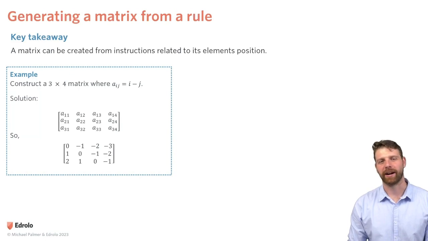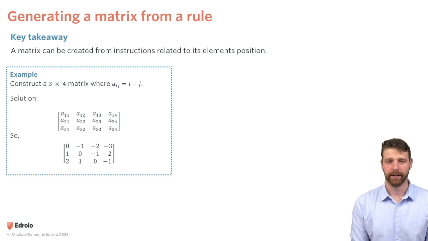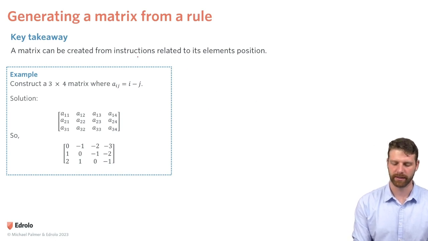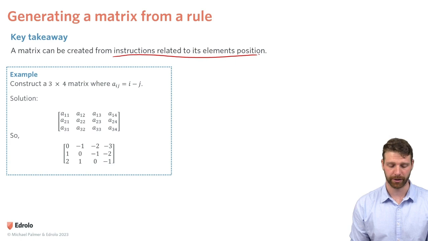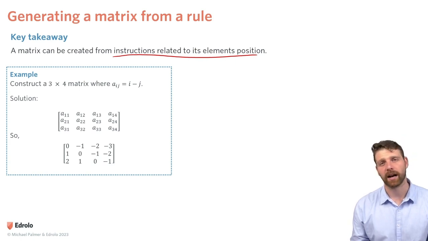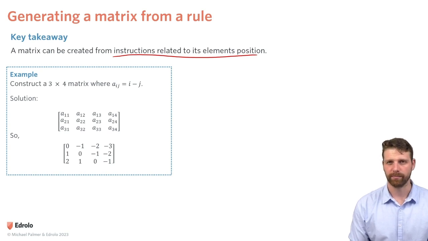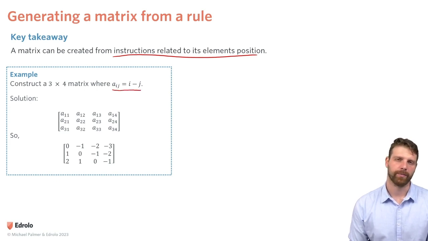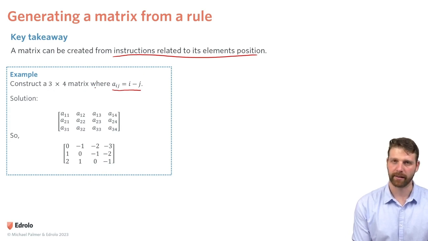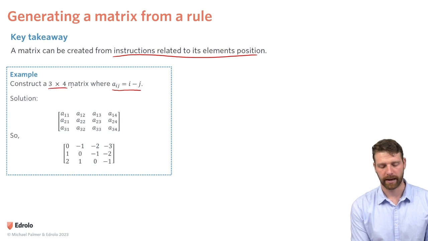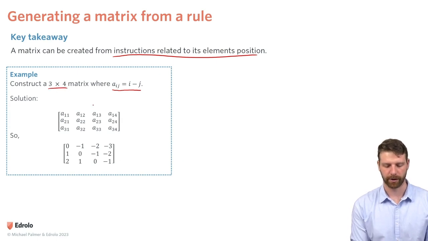Okay, let's take a look at generating a matrix from a rule. Key takeaway today is that a matrix can be created from instructions related to its element's position. So I've got an example here to show you what I mean. This has come up in VCAA papers before, so I thought we should have a look. The example says, construct a 3x4 matrix where Aij is equal to i minus j. So how I do a question like that is first think about the matrix and what its order should be. So this is a 3x4 matrix, so it has 3 rows and 4 columns.